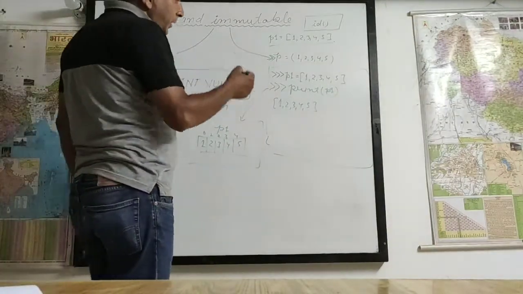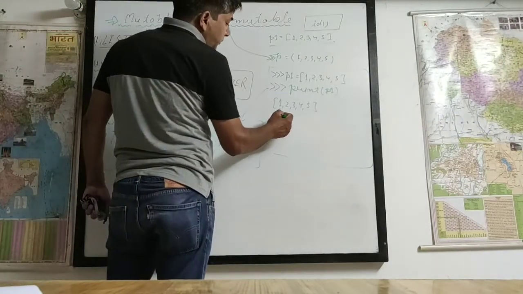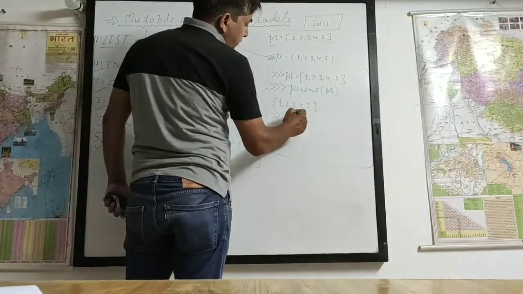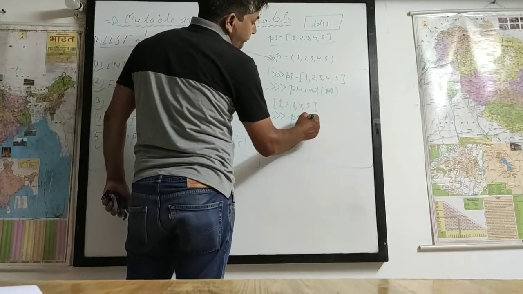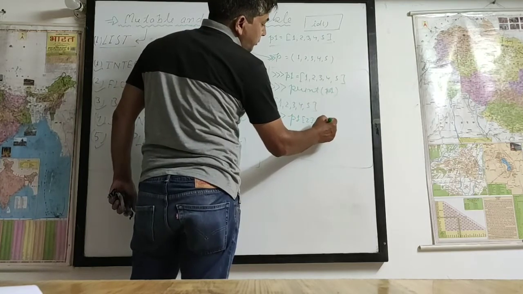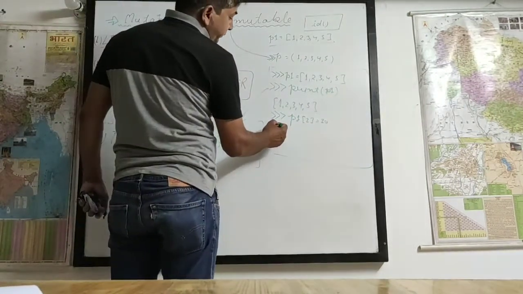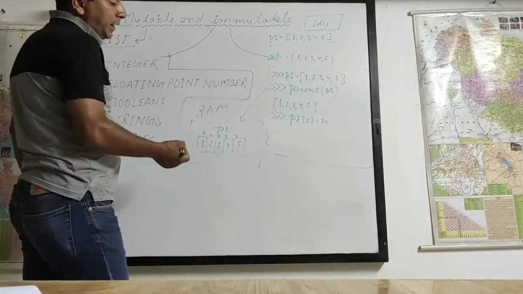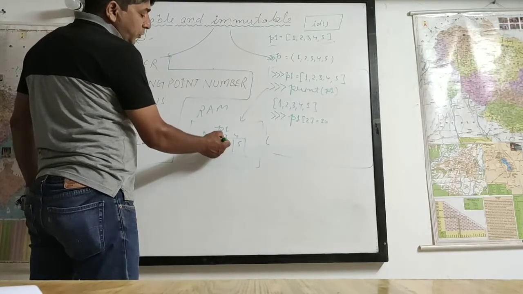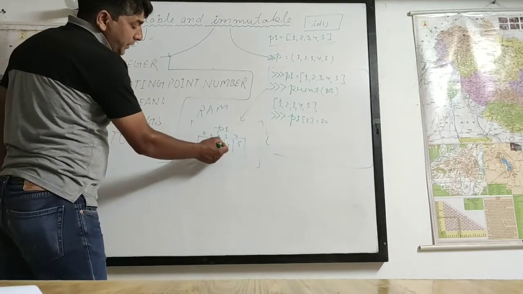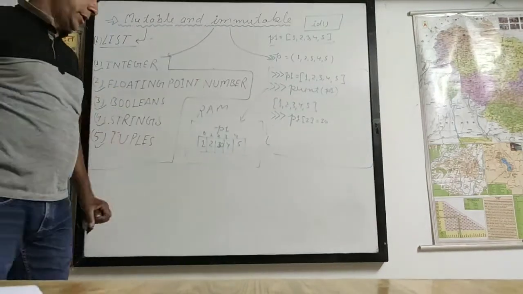Suppose you require to modify it instantly. You go to the Python prompt and write p1[2] equal to 30. What is the result, and what is the impact on the RAM? अब RAM में क्या impact होगा? जो 2 indexing है उस indexing की जगह 3 की जगह 30 हो जाएगा. So change of 30.